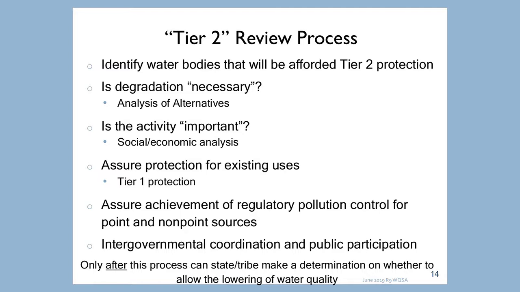Will it protect the existing uses? You do your tier 1 protection evaluation. Are you assuring achievement of the regulatory pollutant controls for point and non-point sources? All that really means is you have to make sure that the discharger, whoever is actually asking for the authorization to lower, is meeting all of their other requirements. They can't get a break on using up a sum of capacity if they're already not meeting their requirements. And then intergovernmental coordination, public participation. So only after all of this has been done can a state decide whether or not to authorize that lowering.